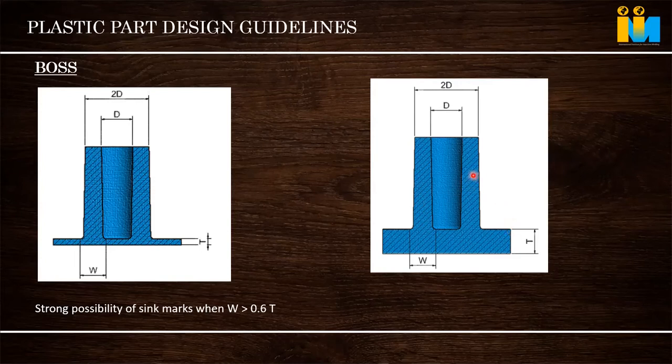Normally for amorphous plastic, very important: amorphous easily cracks. So you have to maintain internal diameter D and outer diameter 2D. For semi-crystalline nylon, PP and all, you can use 1.5 also. It may not give a problem. So we have seen the wall 0.5 to 0.7 T, same thing, 0.6 or something you can maintain. This is how we have to design the product.